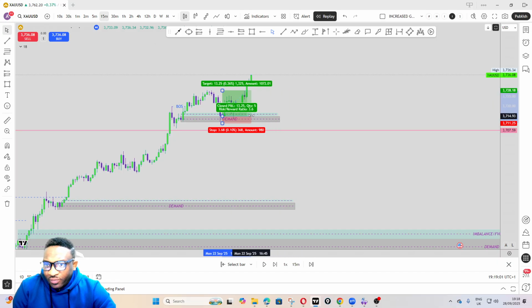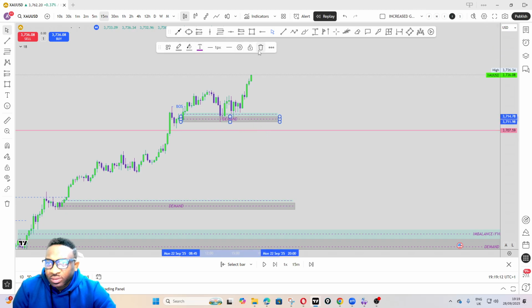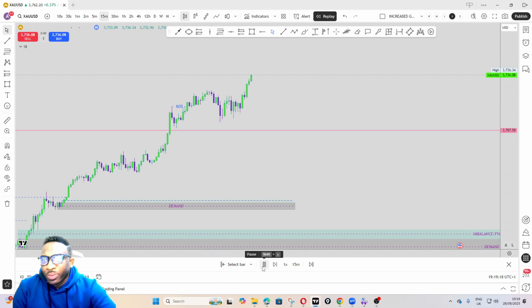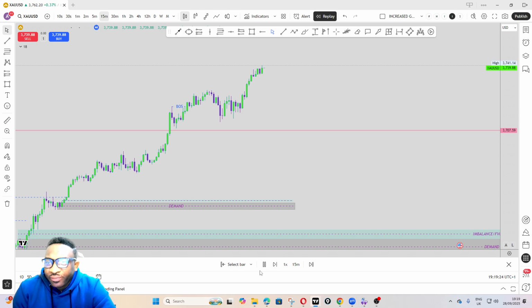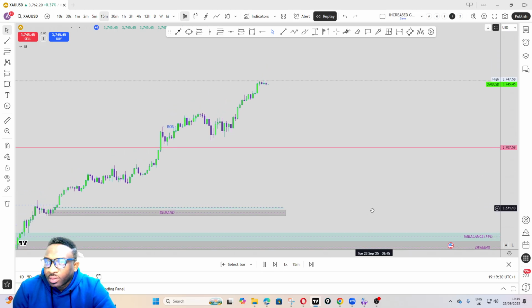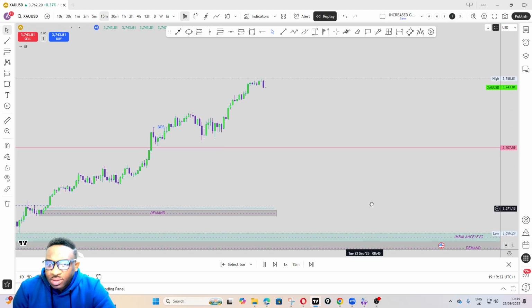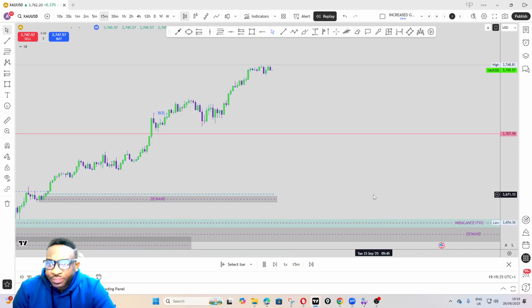But over here, our aim is to find a reversal area to take a trade from. So let's clear the charts right from here and continue playing it and see where we can take advantage of a reversal. As we can see, we have been very bullish on this market. This is gold.